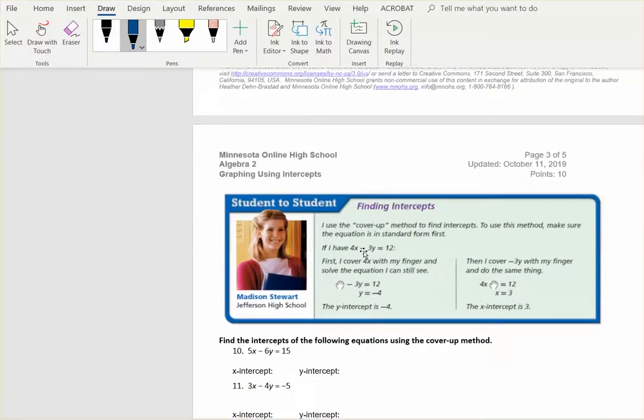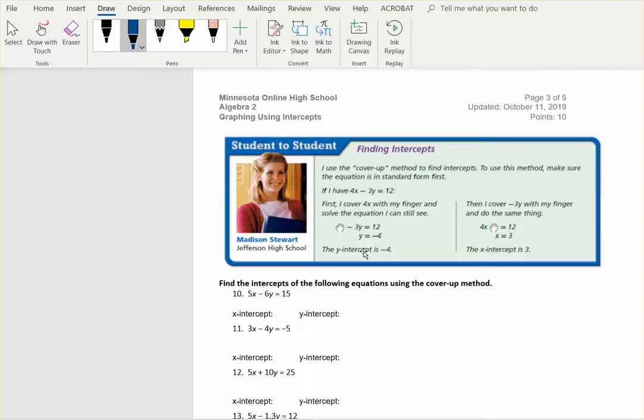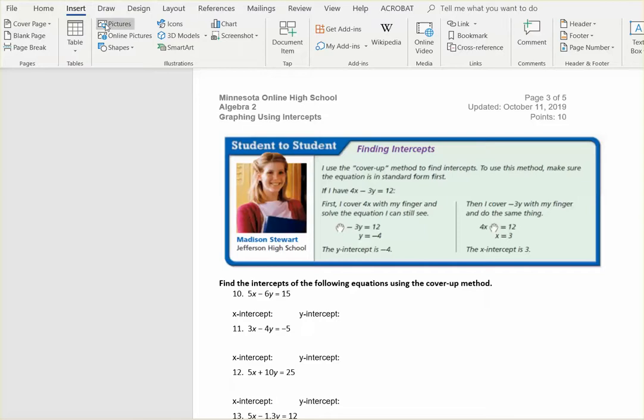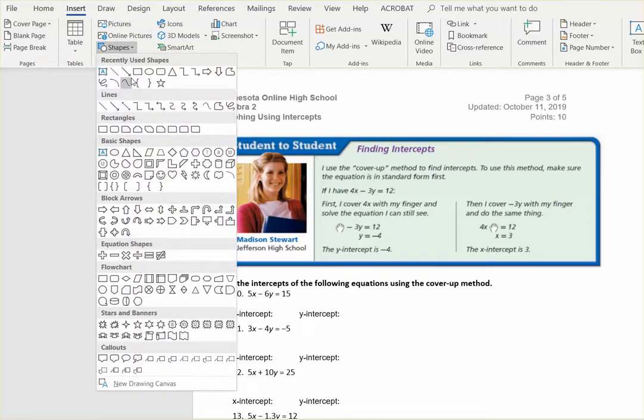And then the next section, there's another method called the cover-up method, where you basically cover up part of the equation to find one of the intercepts. I'm going to get a small shape here so I can show you what that looks like. I'm just going to insert a square or something.